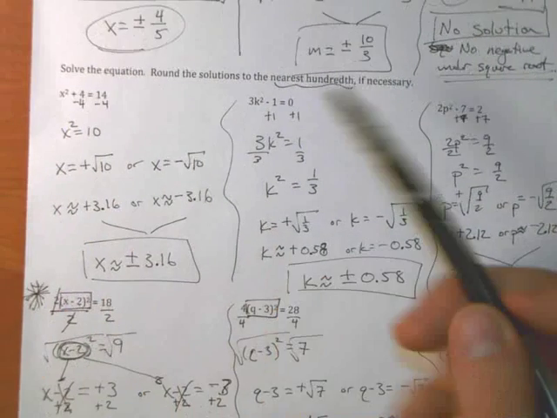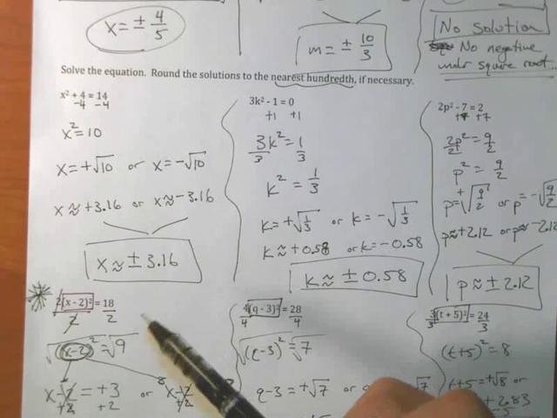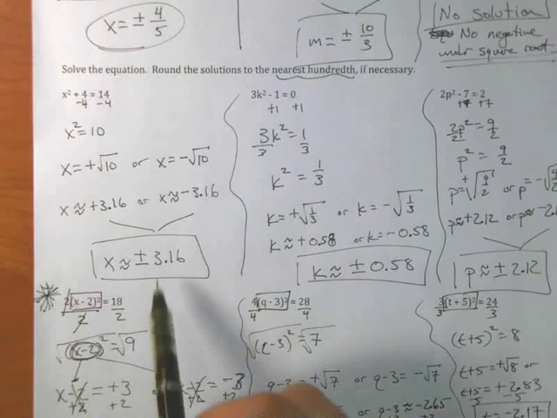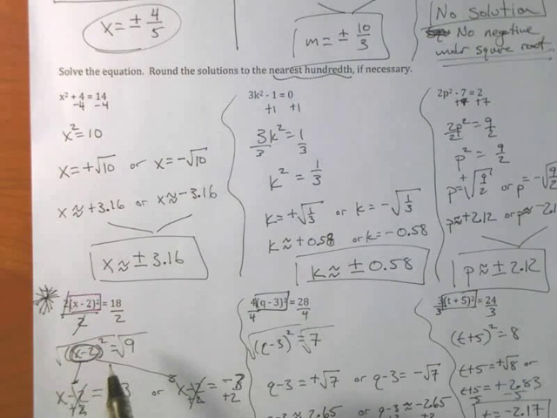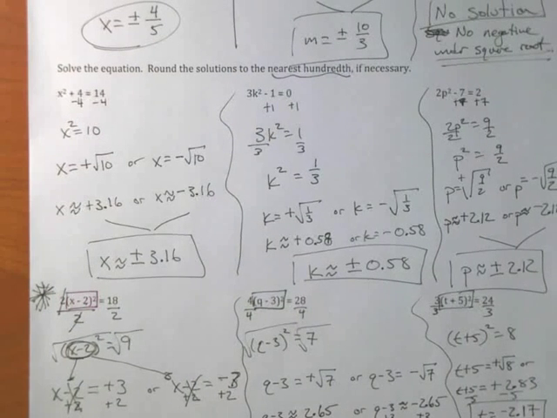If you don't have binomials, like you just have a monomial being squared, just x squared or k squared or p squared, then in the end your two answers will just be plus or minus of the same number.